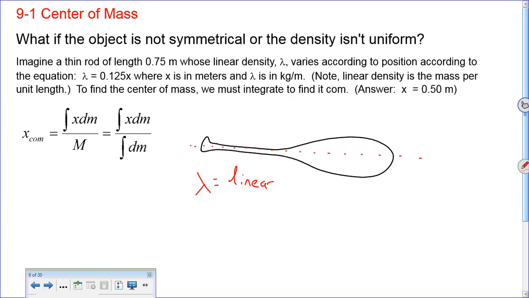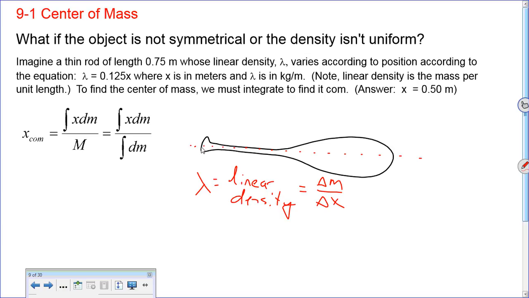Linear density is the change in mass per unit change in x. So if you divide this up into little chunks, it's what the mass of a little chunk would be. But the problem is it's not uniform. Basically the bat gets fatter as it goes out to the end. All right, so let's do this.